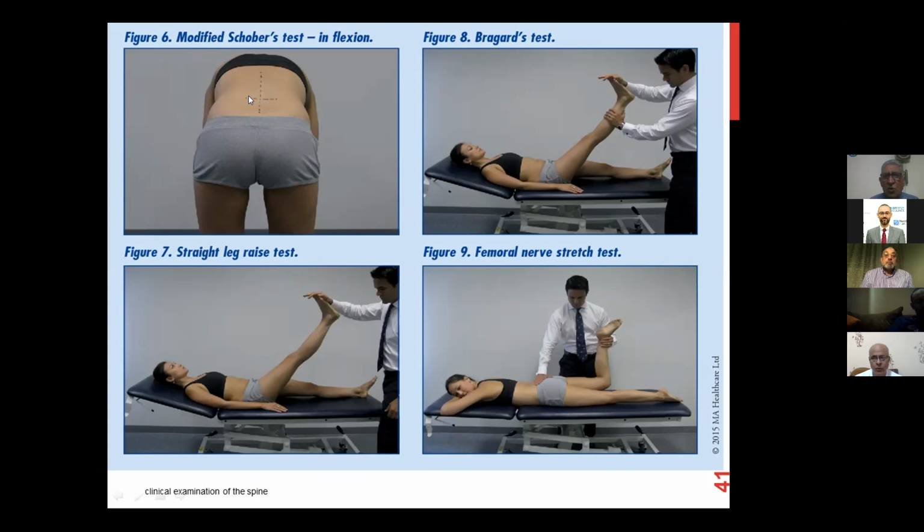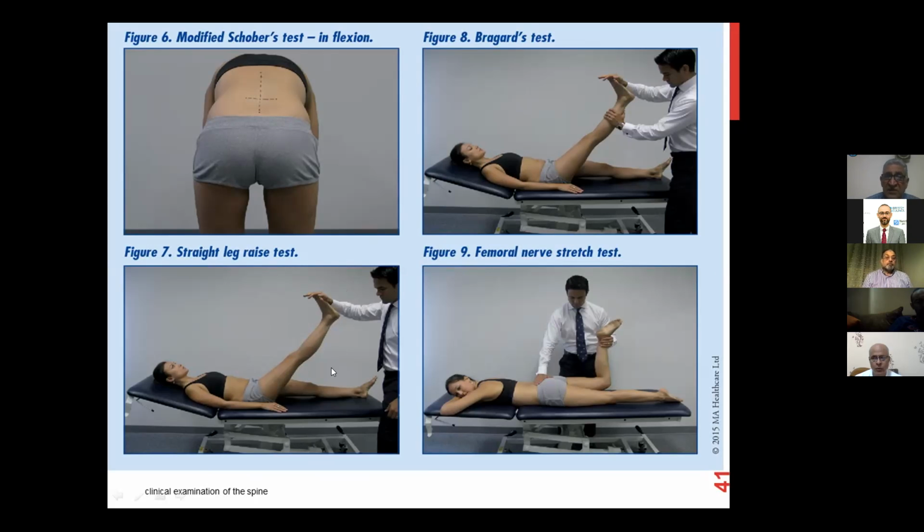It is normally more than 6 centimeters. If it is less than 6 centimeters, the patient has ankylosing spondylitis, ankylosing of the ribs. This is the straight leg raising test. This is the femoral stretch test. And this is the Bragard sign, which is the static stretch or the C test.